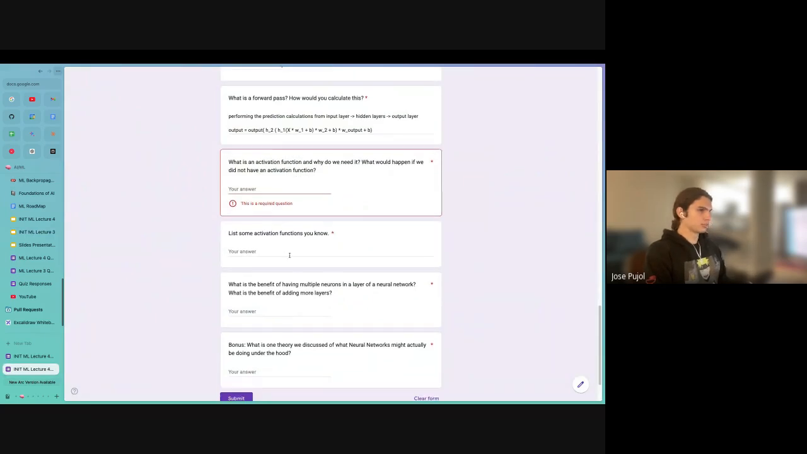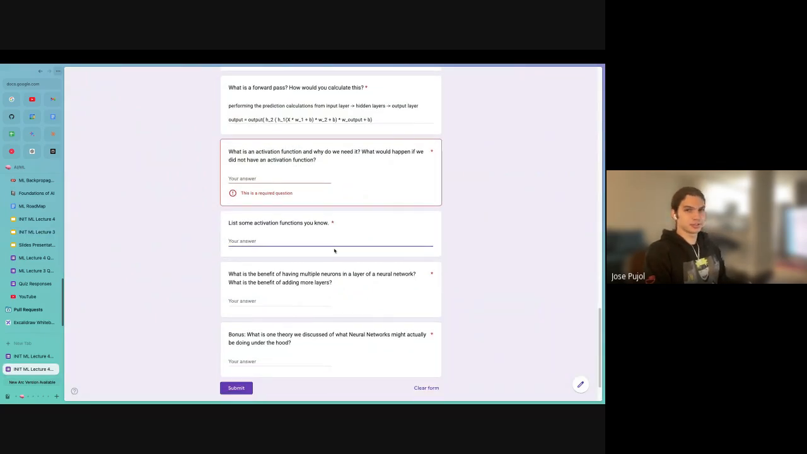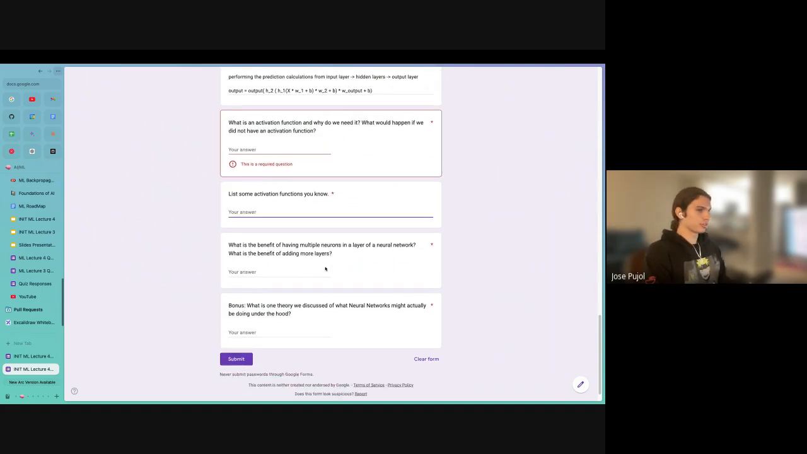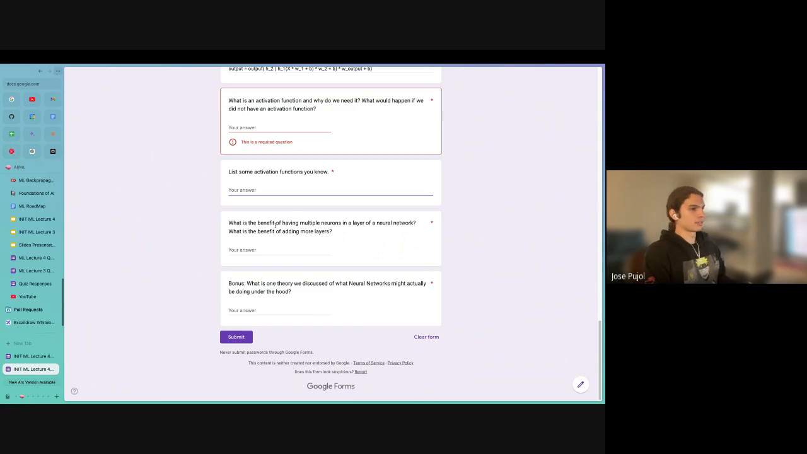That's good. Some activation functions that Alex, you listed sigmoid and relu, which is good. I'll go over relu probably next session. What's the benefit of having multiple neurons in a single layer, and what's the benefit of adding multiple layers?